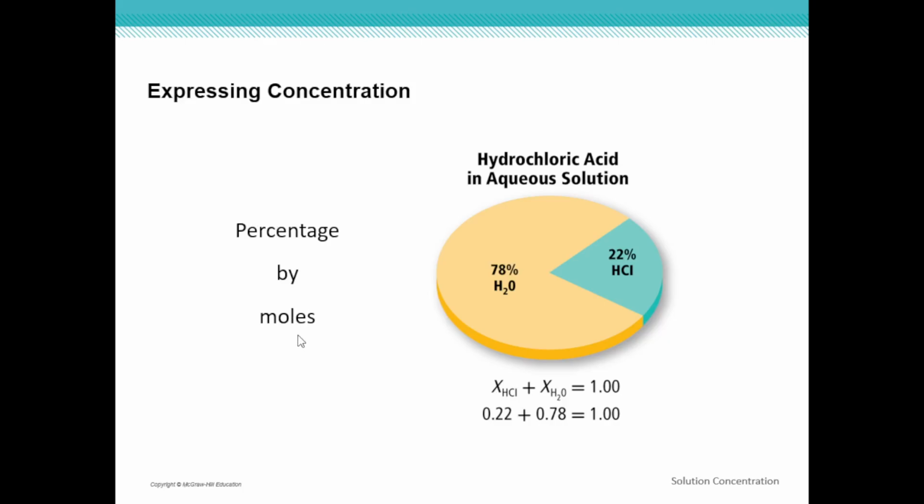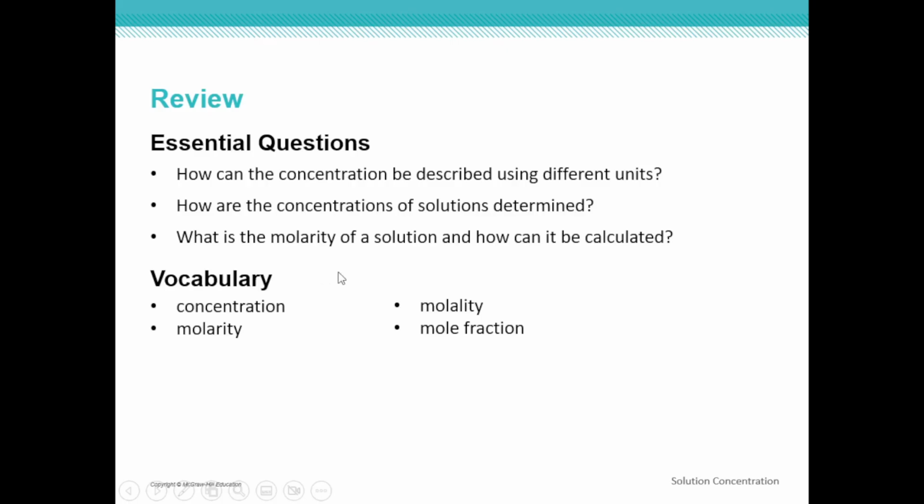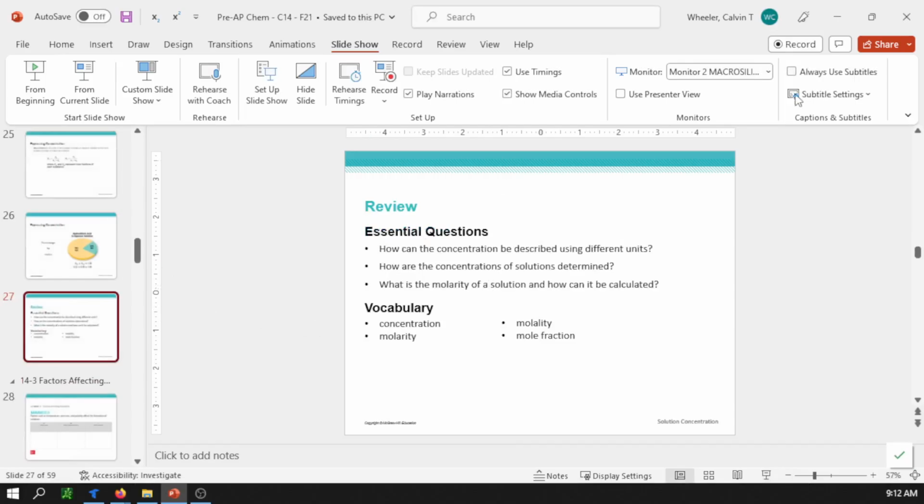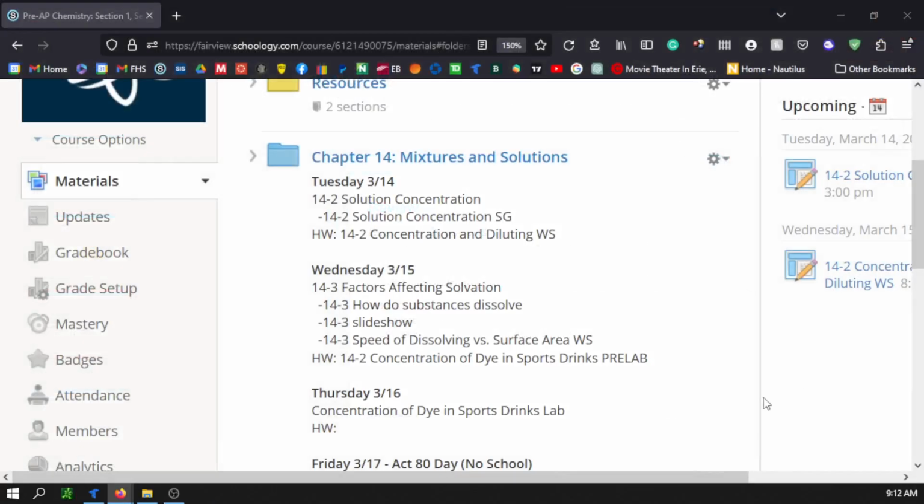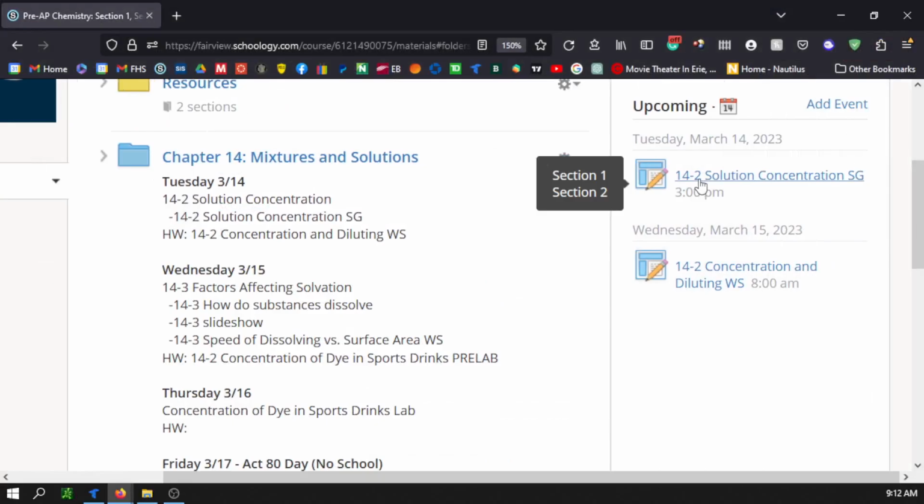If we were to do the percentage by volume, we would expect it to be different. If we were to do the percentage by mass, we would expect it to be different. For percentage by moles, we need to have the mole values first. Okay. I do have example problems on the worksheet. Let's go ahead and load up this 14.2 solution concentration study guide. This is our in-class assignment, and we also have our homework assignment, 14.2 concentration and diluting worksheet.